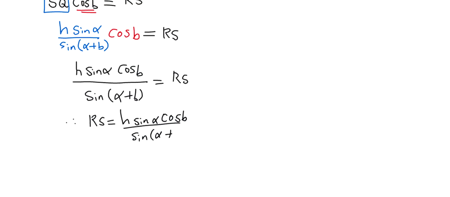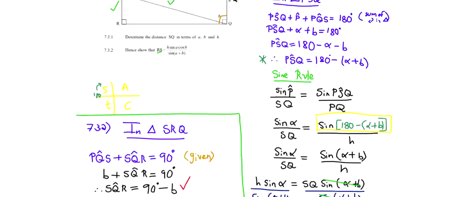So now let's double check if our answer is correct. Guys, it's very important that you go and double check, because we need this. So RS is H sine alpha cos beta over sine alpha plus beta. So we're proving it is actually now correct.